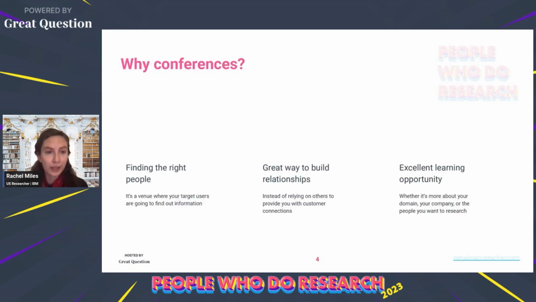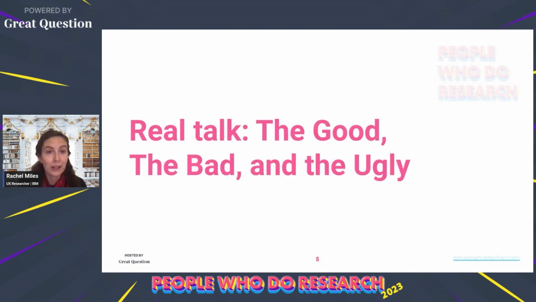So why do you want to do research at conferences or try to recruit people at conferences? Well, it's a place where your target users are going to be and congregate. It's also potentially a really good way to build relationships both internally inside of your company and externally with customers. And it's also just a really good learning opportunity for you to learn about this domain area and the people you want to research.